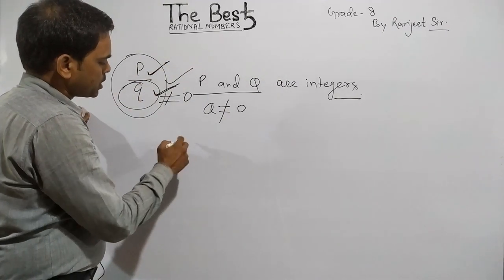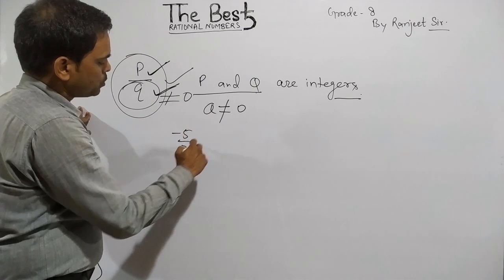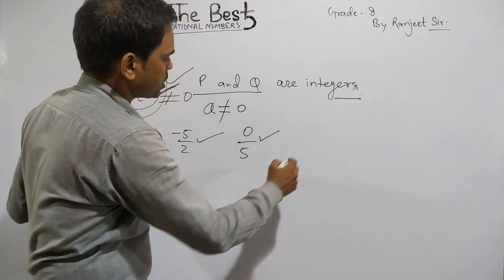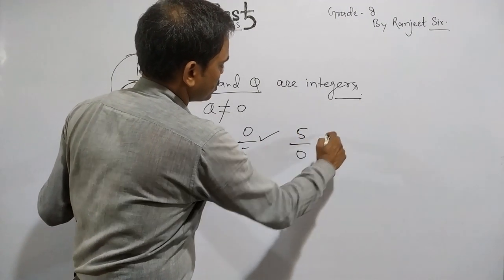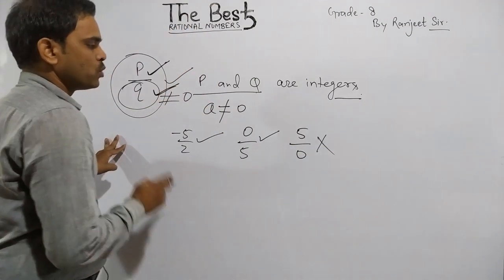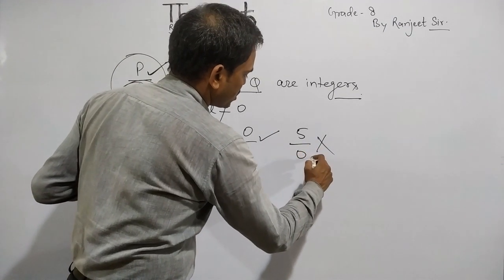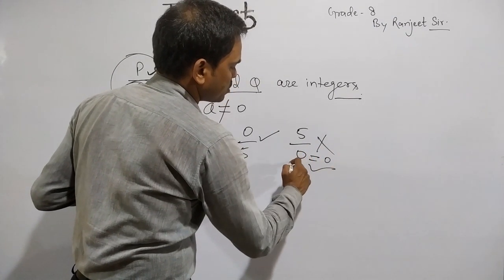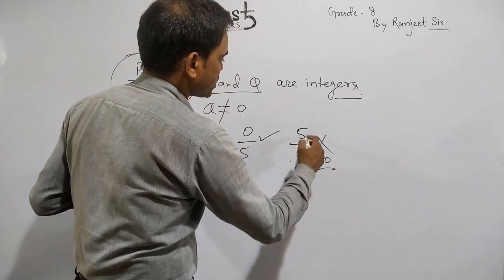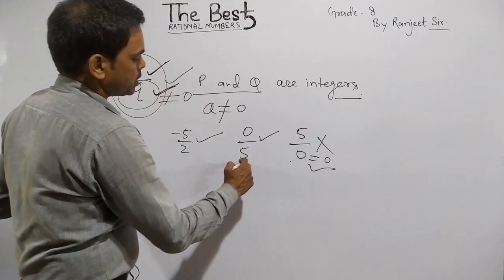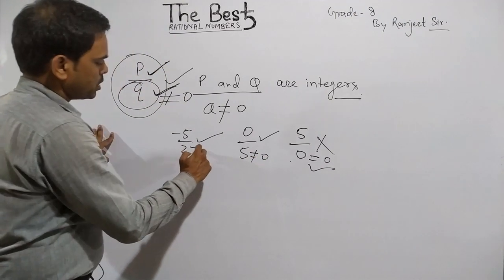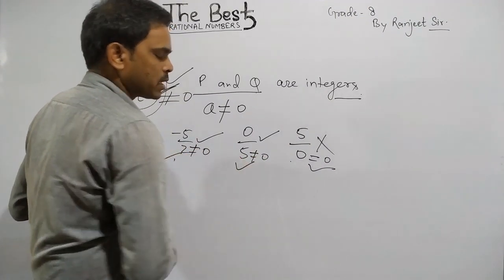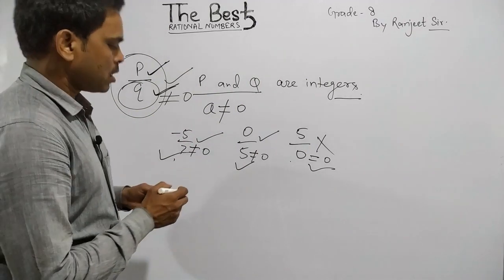So I take a few examples here. Minus 5 by 2, it is a rational number. 0 by 5, it is a rational number. But 5 by 0, this is not a rational number. Only one thing is there: you can see this q is equal to 0, and that is why you will say this is not a rational number. Here q is not equal to 0, here q is not equal to 0, and that is why we can say these two are rational numbers.